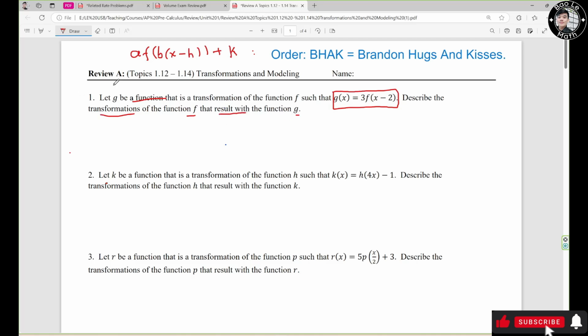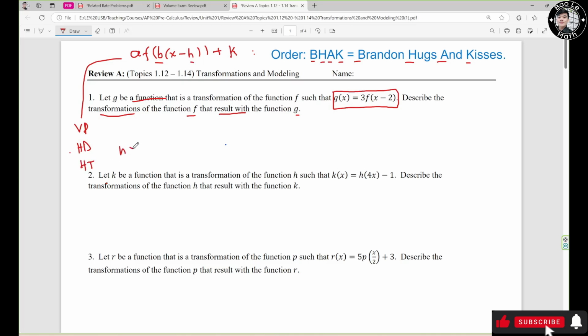Alright, so we know that the transformation form is going to be a times f of b times s minus h, plus k. And then the order of transformation should be b, h, a, k. The trick for you to memorize this one is Brandon, hugs, and kisses, right? Now, a tells us the vertical dilation. b, horizontal dilation. h, horizontal translation.